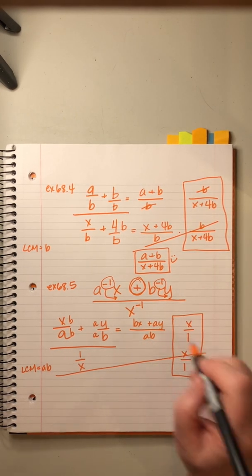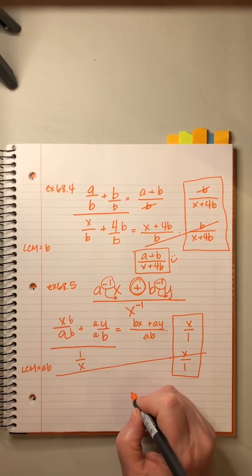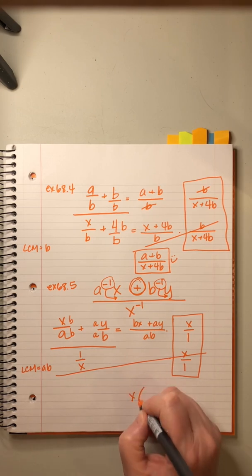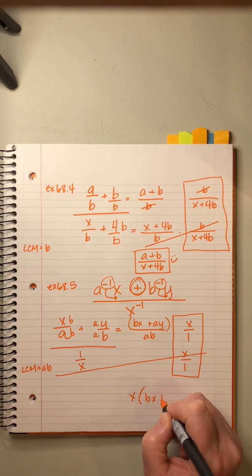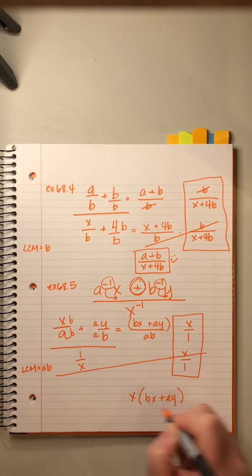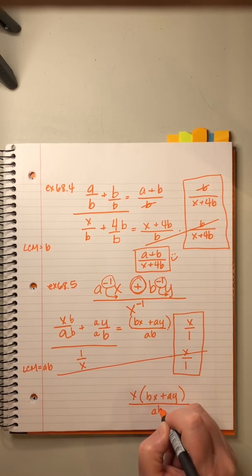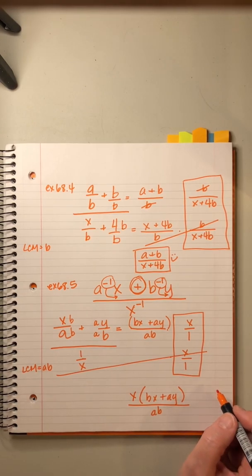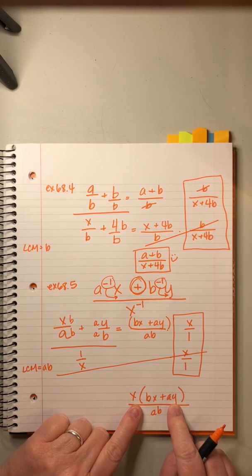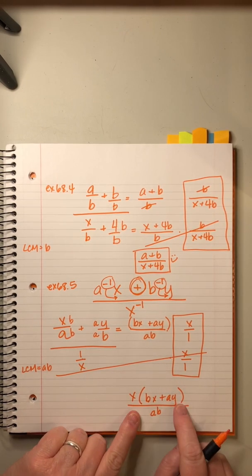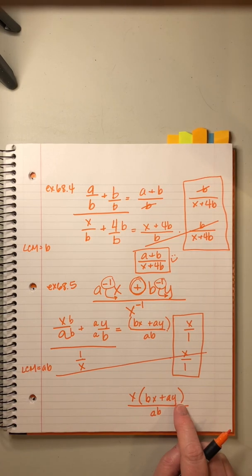I'm multiplying it by this. And so my final answer is x times the quantity, right? Because this is a quantity. Bx plus ay all over ab. Now, some students say, but wait, don't we have to distribute this? We could distribute it if we want, or we can leave it. Distributing is neither right nor wrong.